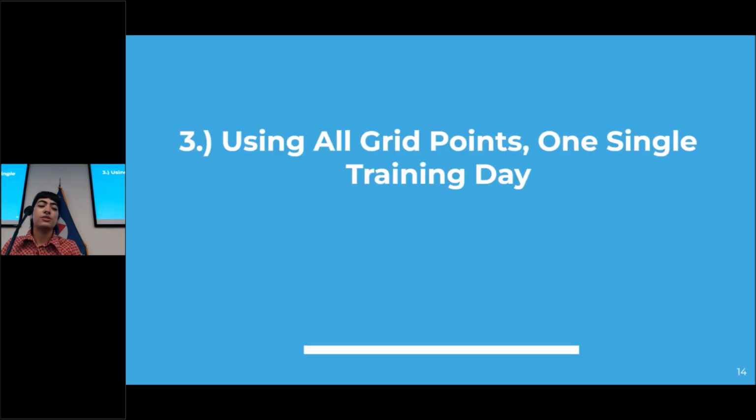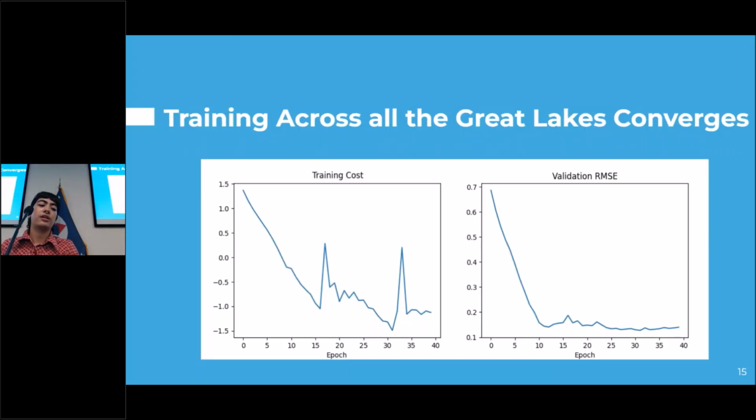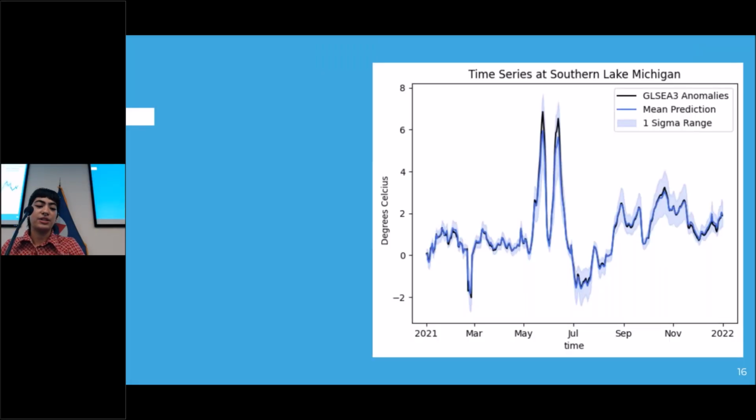So lastly, we looked at using all grid points, but using 1 single training day. This is a bit of an arbitrary training approach, I will say. But we saw that training across all the Great Lakes with this training regime did in fact converge. We see a nice downward trend in training cost, and the validation error goes down and converges. Again, looking at a time series of Southern Lake Michigan, we see that the ground truth is captured in this prediction envelope, but not so much as to have 0 uncertainty everywhere. We can see that there's an envelope, but the lines are not on top of each other.